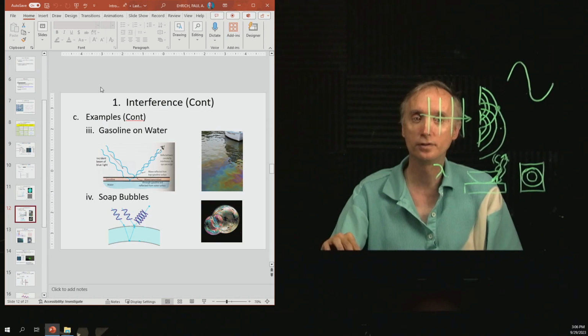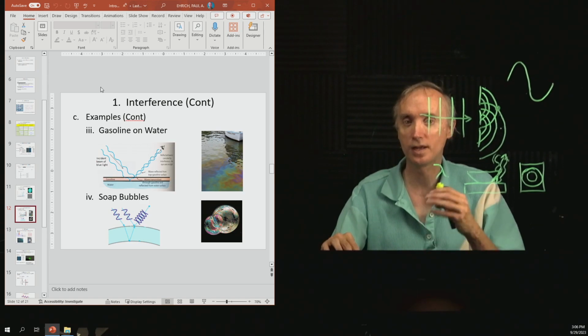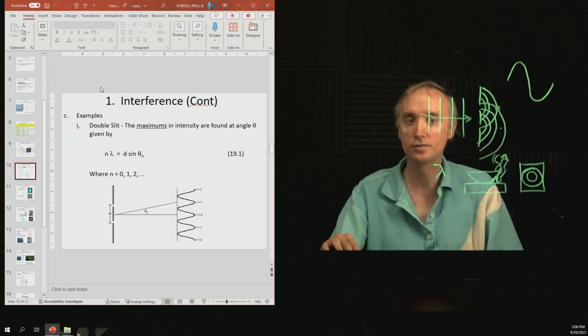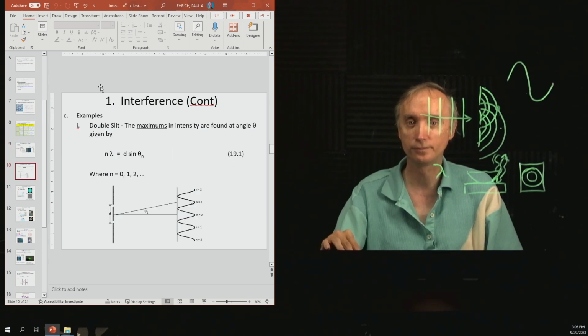Okay, now for the exam, it's going to be one of those four. It's either going to be the gasoline on the water, the soap bubbles, Newton's rings, or the double slit. So it's going to be one of those four.